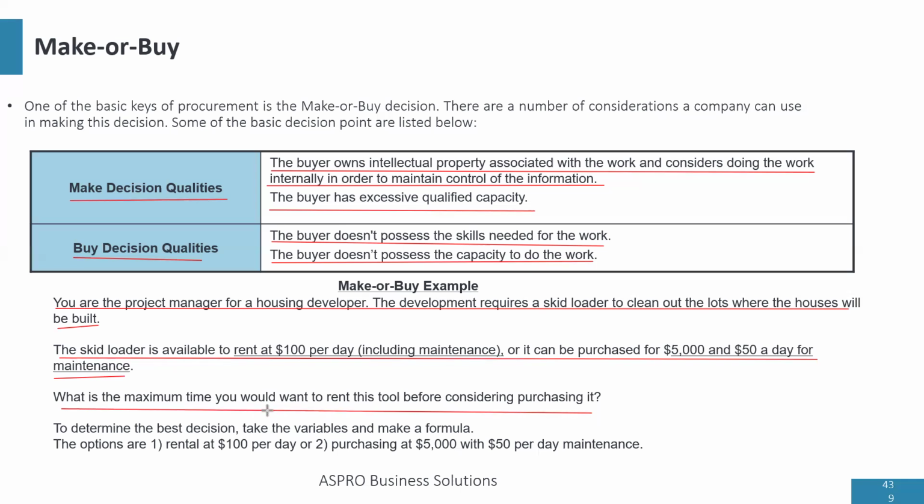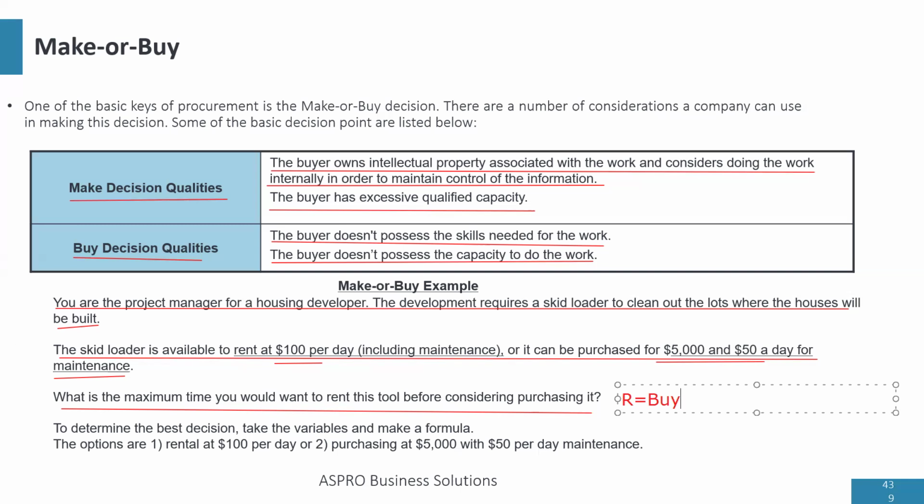Now, you just need a simple formula. How much does it cost to rent a day? 100x. How much does it cost to buy? 5,000 plus $50 a day maintenance, so 5,000 plus 50x, and renting is 100x. So to answer the question, what is the maximum time you would want to rent this tool before considering buying it? We just have to equate when the cost of renting is equal to the cost of buying. And when we equate and solve for x, then we get our answer.